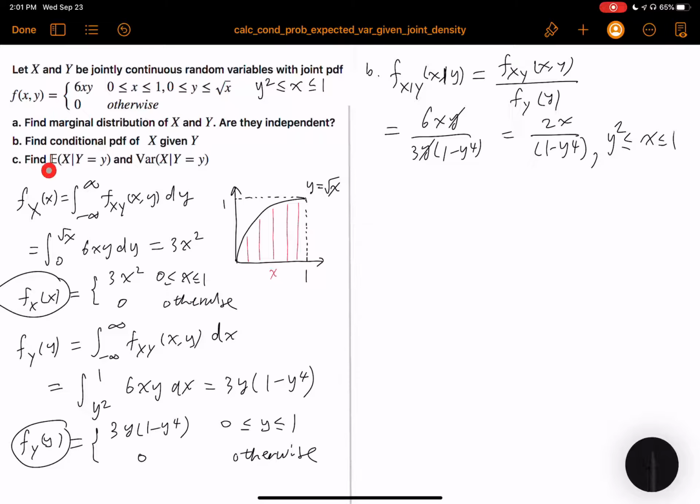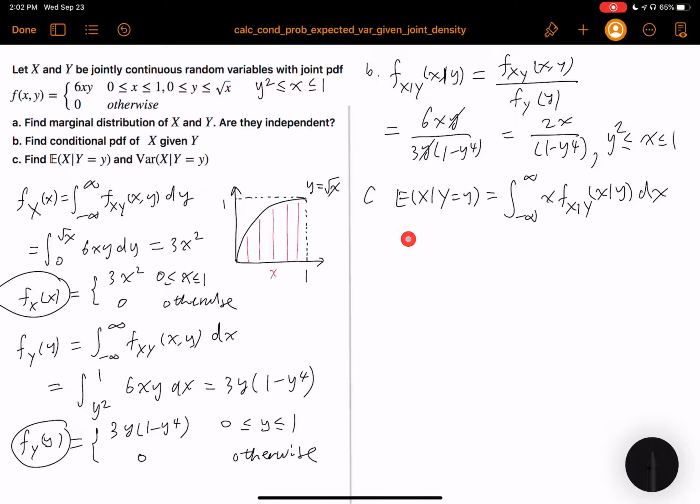So let's look at part C. Find the conditional expectation and the conditional variance here. So the expected value of x given y equals y is equal to the integral from negative infinity to positive infinity of x times f(x given y) dx. Again, this is a general formula. So to calculate the conditional expectation of x given y equals y, this is equal to the integral of x times the conditional density of x given y, because we're computing the conditional expectation. So we need to use the conditional density here.